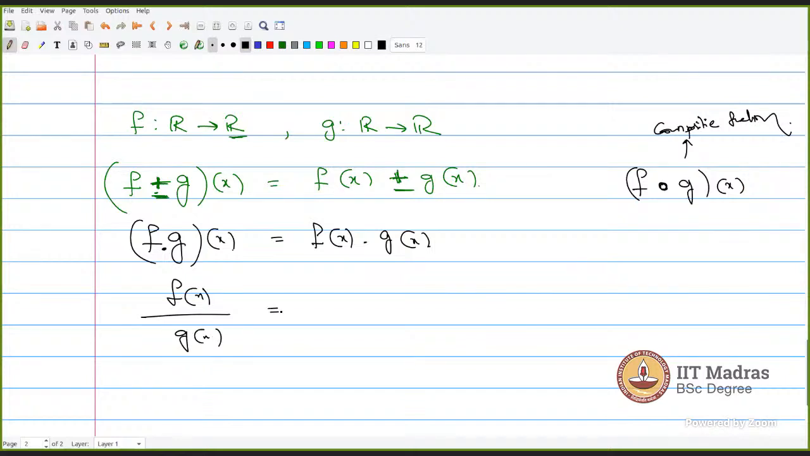For division, we have an extra condition. This is f by g of x, which can be written like this, but given that g of x is not equal to 0. So the denominator should not be equal to 0 for me.